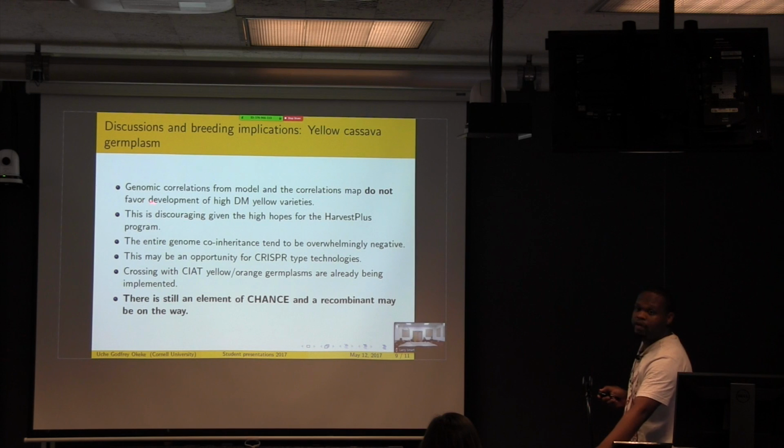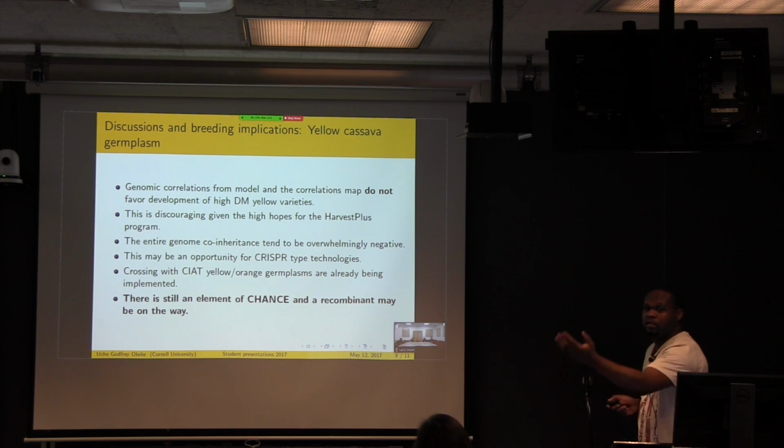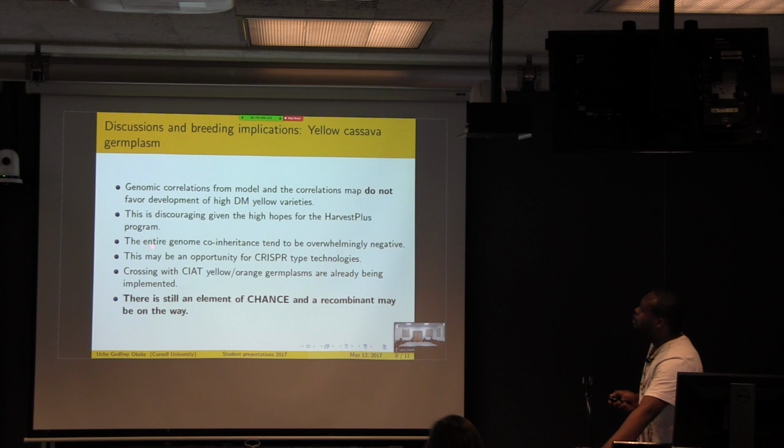And this is indeed discouraging because of the high hopes we have for Harvest Plus. But there has been a lot of effort already towards this, and in fact, a lot of clones are brought in from CIAT and used in the breeding program for this, and it's ongoing now. We'll see the result. And it's also a good target for CRISPR if we find what is going on completely. And in fact, there is also a chance that there can be a recombinant. Who knows when this happens.